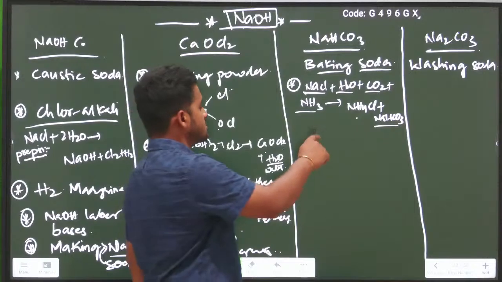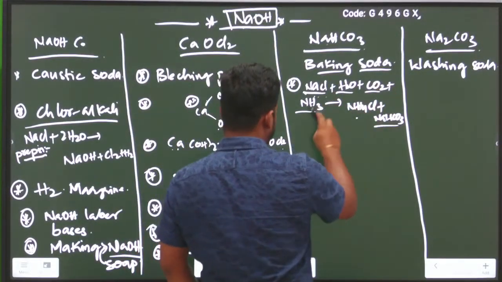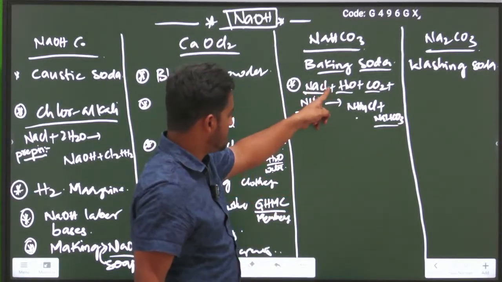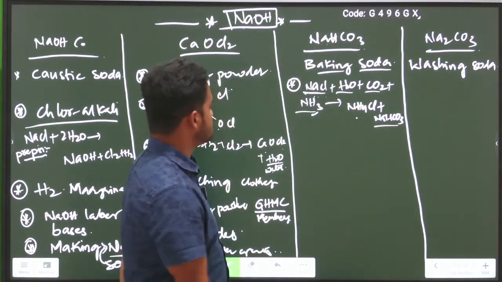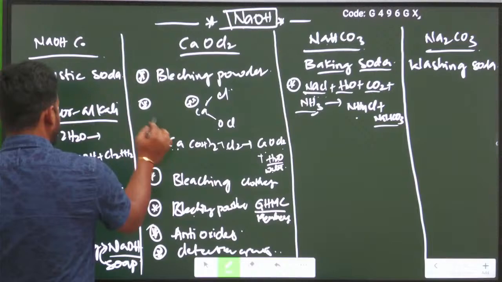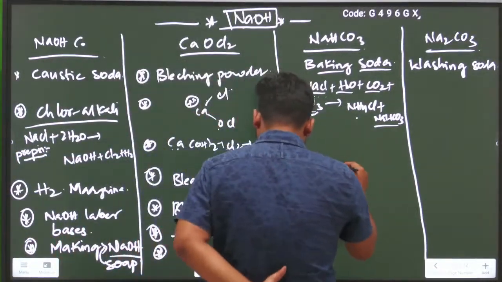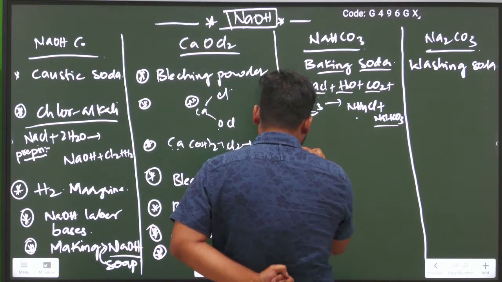So this reaction says that NaCl plus H2O plus CO2 plus NH3 gives rise to NH4Cl plus NaHCO3. So this is nothing but the preparation method of baking soda. Yes or no? Next is baking soda on heating. On heating, what can you get?